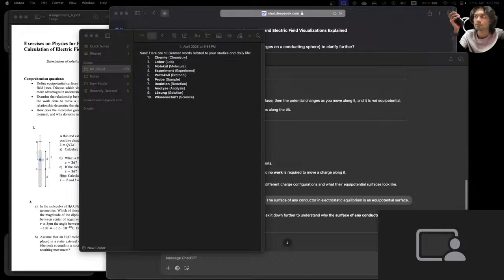Okay, I'll tell you the 10 words. Die erste Wort wird Chemie, die zweite wird Labor, dritte wird Molekül, viertes wird Experiment, fünftes wird Protokoll, sechstes Probe, siebtes Reaktion, achtes Analyse, neuntes Lösung, zehntes Wissenschaft.